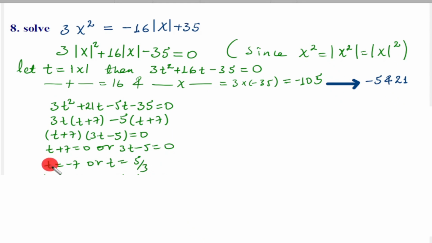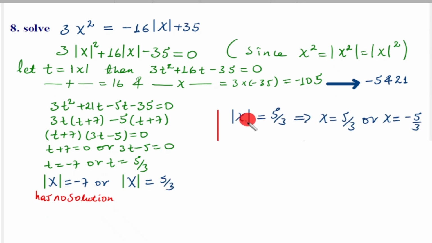But since t is what we have assigned as absolute value of x, absolute value of x is equal to minus 7 or absolute value of x is equal to 5 over 3. But the output of absolute value can't be negative, so this case has no solution. But for this one, absolute value of x is equal to 5 over 3 implies x is equal to 5 over 3 or x is equal to minus 5 over 3.